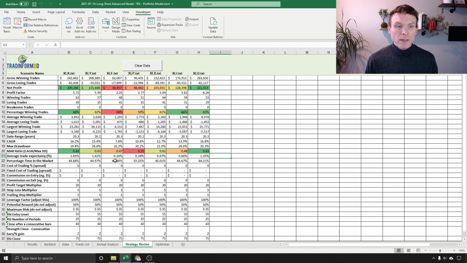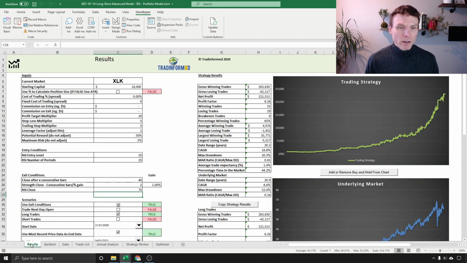Percentage of time in the market. So this is showing that I can get a simple average again. We've got an average of about 45% over this time, and that depends. Now we can try and tweak both of these values. So if I go back here to the results, we can see that average trade expectancy is very good for XLK, and percentage time in the market is about average for the 7 sectors that I have tested.